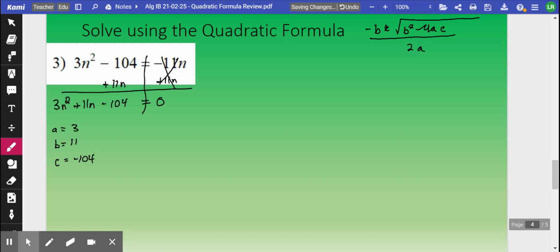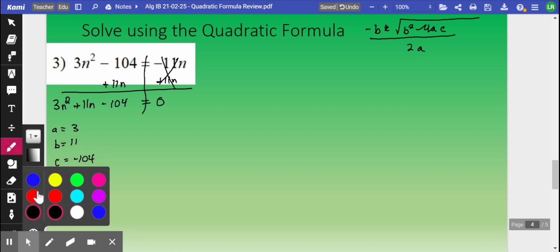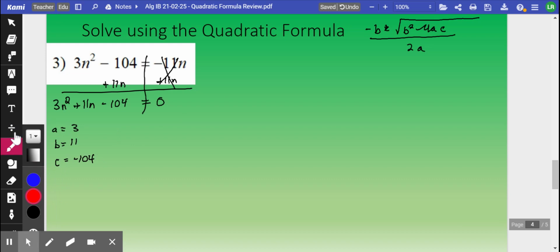Okay, so let's go ahead and plug everything in. Negative b plus or minus the square root of b squared minus 4 times a times c. I'm going to have some big numbers here. All over 2a.